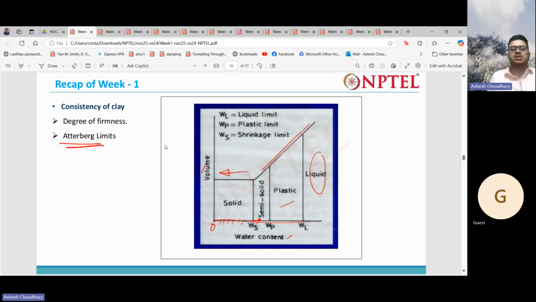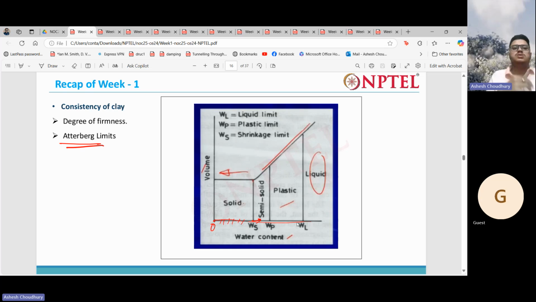So Atterberg limits, you can see here, we have the volume versus water content plotted. Initially the volume is constant. As you keep on increasing the water content in the soil, the slope remains the same and the volume rises linearly. The water content above which the soil does not have any strength and behaves as a liquid is known as the liquid limit. If the water content is between the plastic limit and the liquid limit, the soil will behave as a plastic substance, that is, it can be molded.